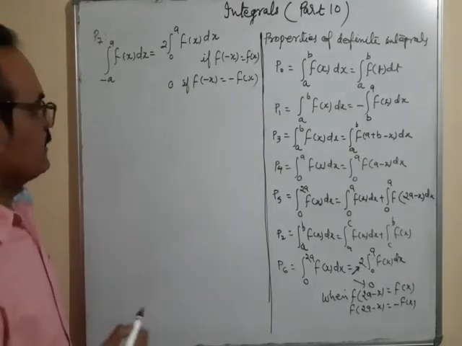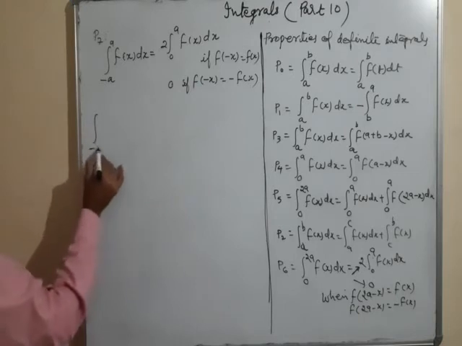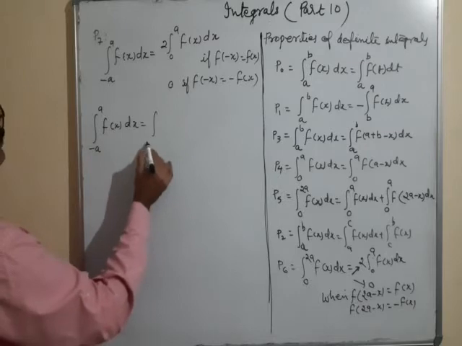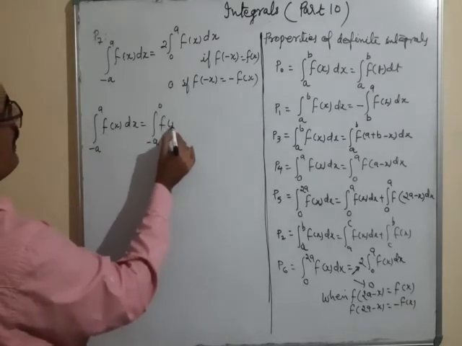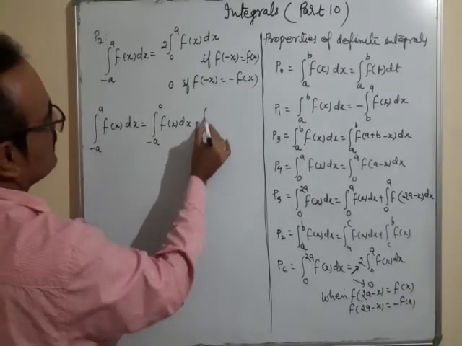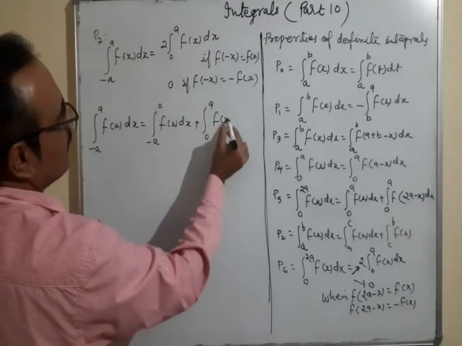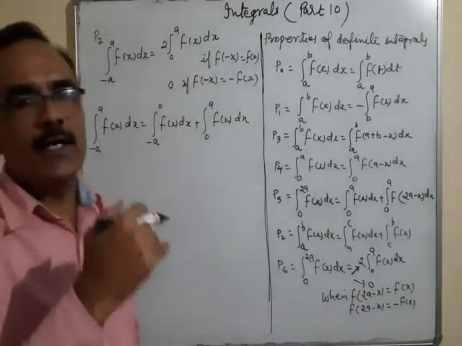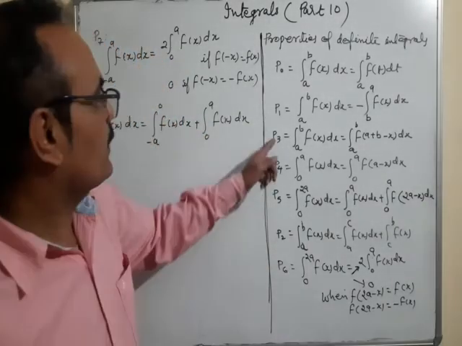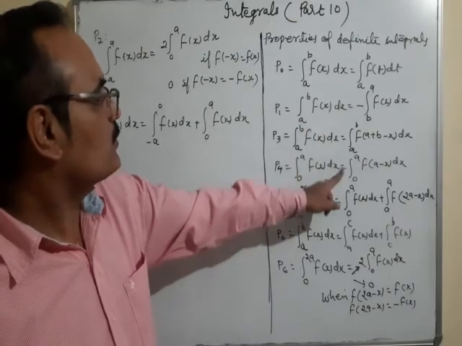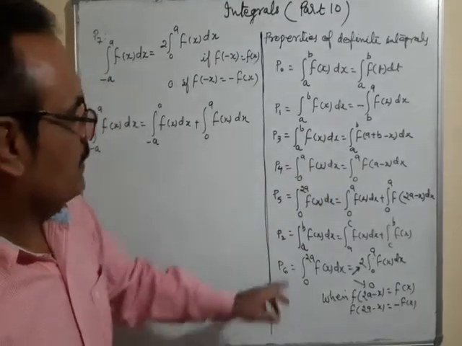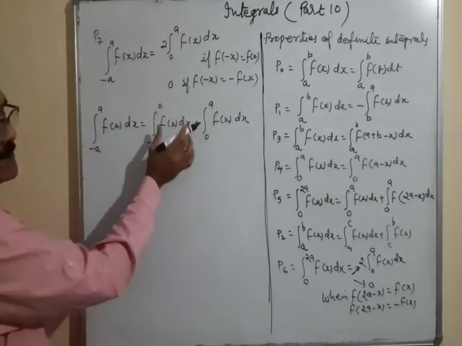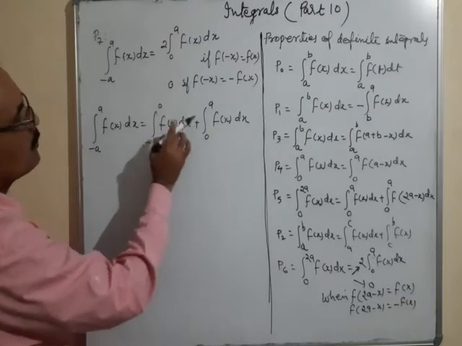How does it come? Look at that. What is the proof of it? The integral from minus a to a of f of x dx is equal to the integral from minus a to 0 of f of x dx plus the integral from 0 to a of f of x dx. Minus a to a we can write as minus a to 0 plus 0 to a, using property number 2. Now leave this term and concentrate on the integral from minus a to 0 of f of x dx.